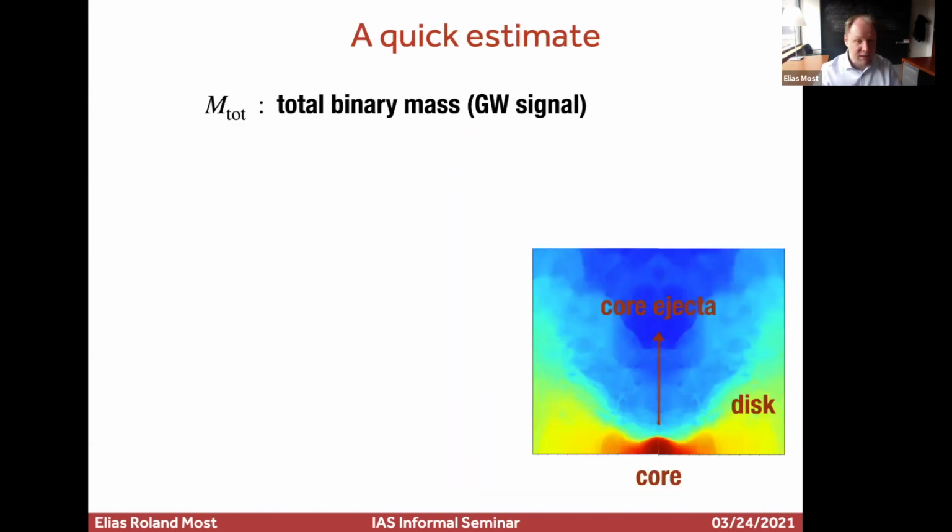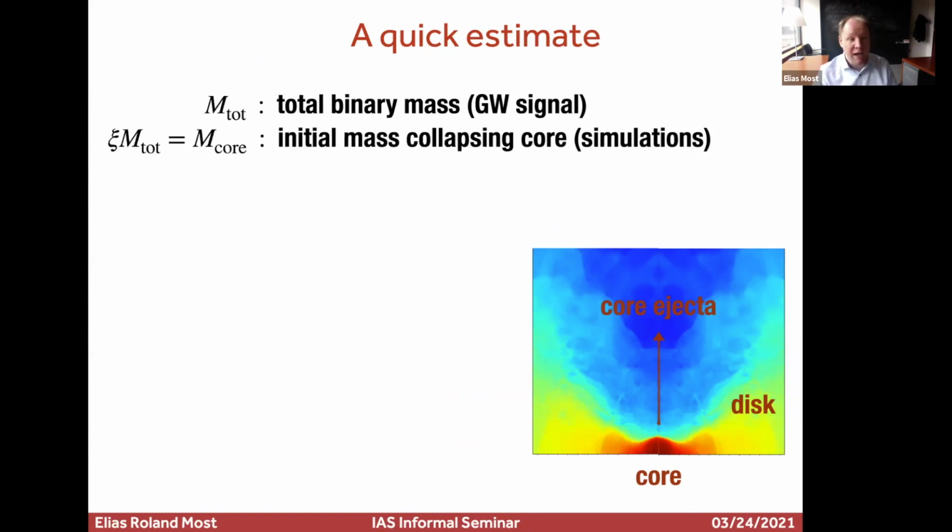And then what we can do is a very quick back of the envelope estimate, putting together all of what I just said. You take the gravitational wave signal, and it tells you the total binary mass. Then simulations tell you how massive the core is, because in the simulation picture you have at the center, in red, the hypermassive neutron star. That's the thing that's actually going to collapse.